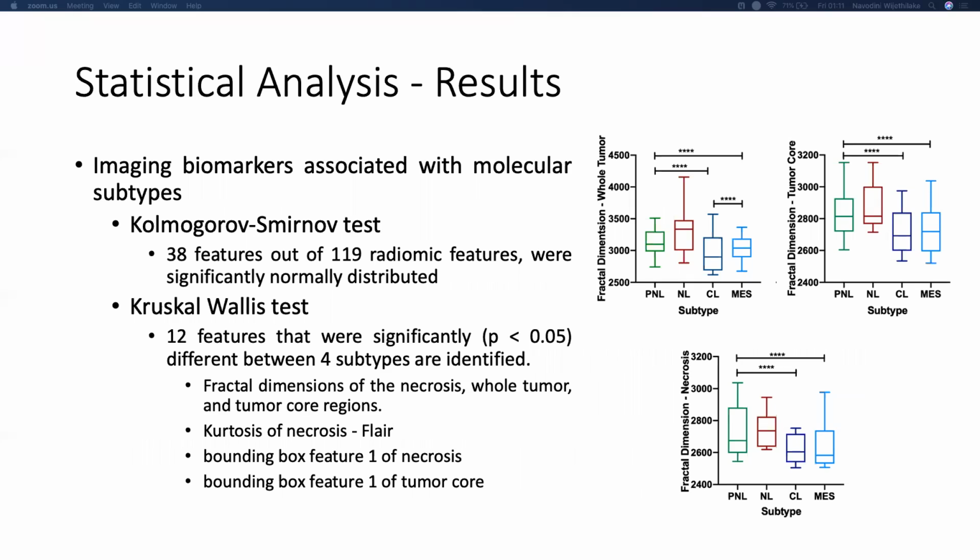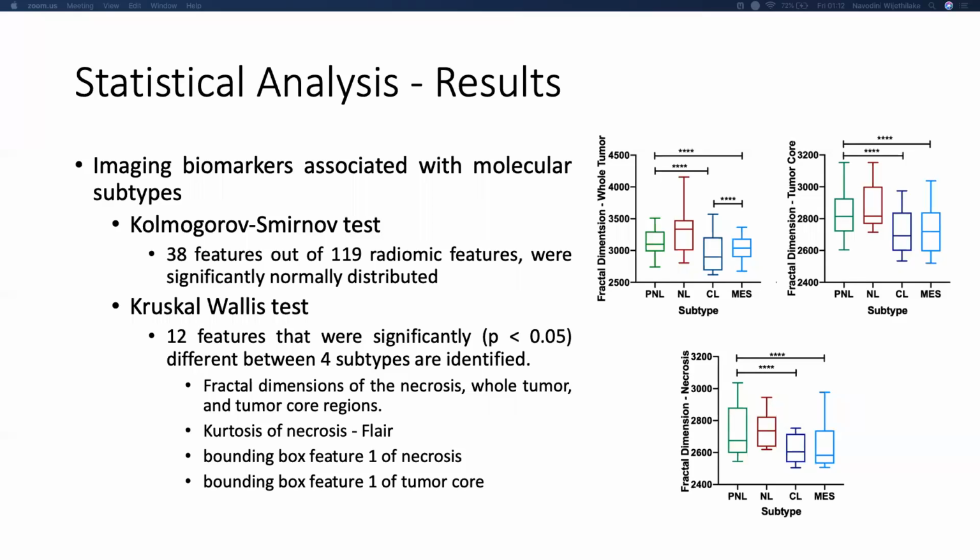In order to identify imaging biomarkers associated with molecular subtypes, initially the Kolmogorov-Smirnov test was applied to obtain the normality of the radiomic features. 38 features out of 119 radiomic features were significantly normally distributed. Thus, for the remaining non-normal features, Kruskal-Wallis test was applied. Therefore, 12 features that were significantly different between 4 subtypes were identified.